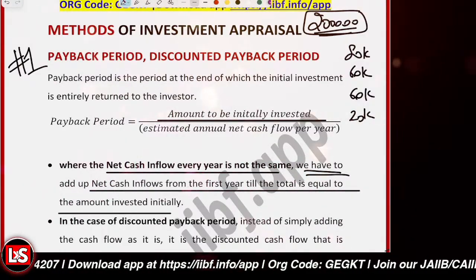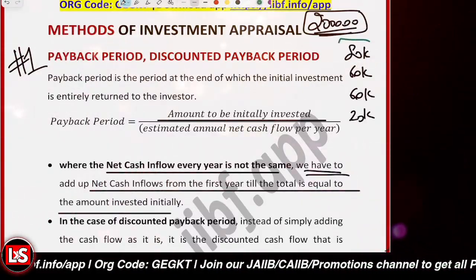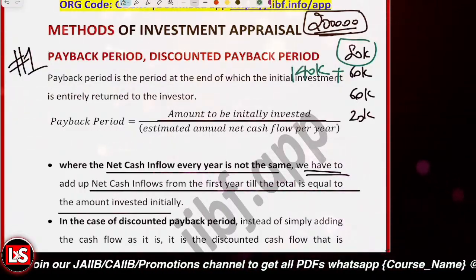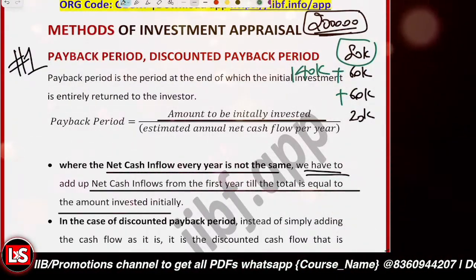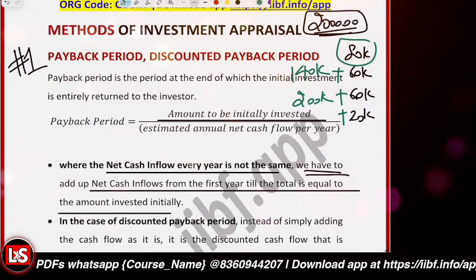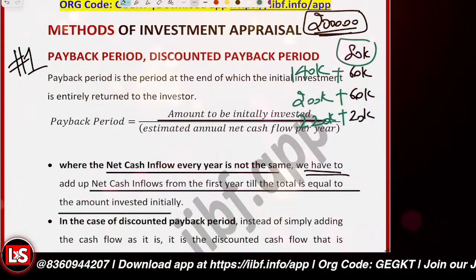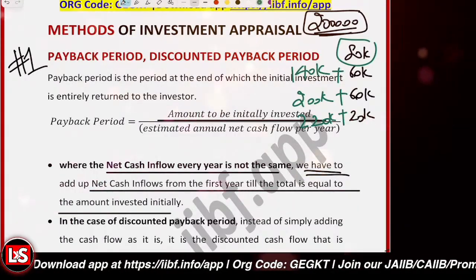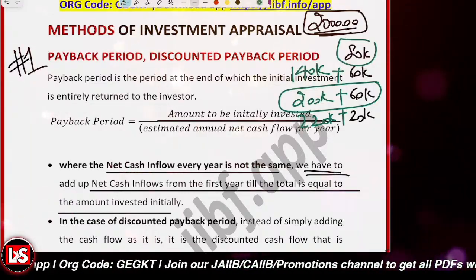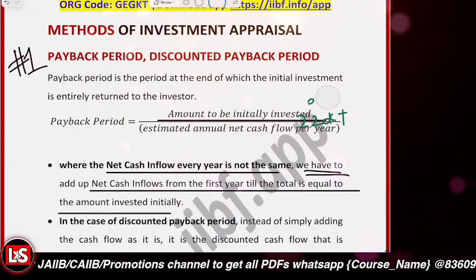So we have to look at the cumulative cash flow. For the first year, the cumulative cash flow is 80,000. For the second year, 80,000 plus 60,000, that is 1,40,000. For the third year, 1,40,000 plus 60K, that is 2 lakh rupees. For the fourth year, it is 2 lakh plus 20K. So at the end of the third year, you are able to recover the full value. So the payback period would be 3 years.